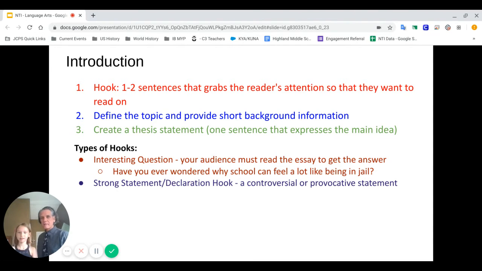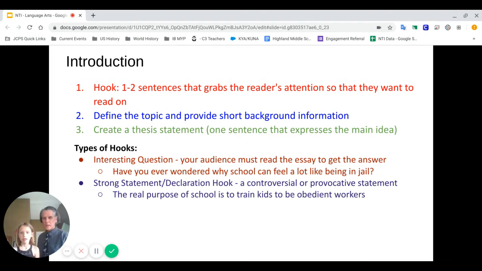You can also have, these are just examples, a strong statement or a declaration hook. So you say something controversial or provocative. Provocative just means you're trying to get a response from people. Go ahead, Ingrid. The real purpose of school is to train kids how to be obedient workers. All right, so that's kind of controversial because people could argue that school is to make you well-rounded citizens and those other things. But if I start off saying they're just trying to train you to be a good worker, then that might be something that's a little bit controversial.